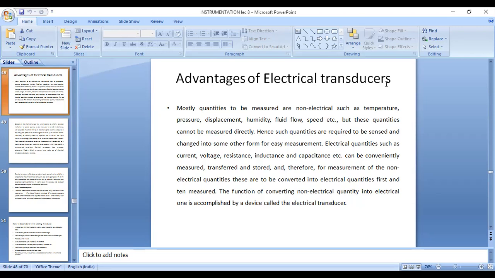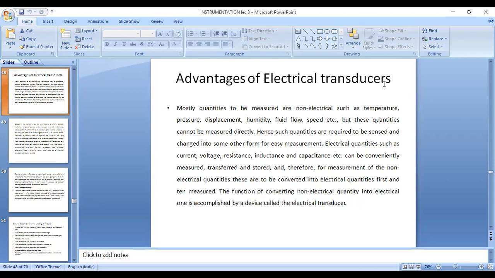Basically, instruments are classified as mechanical instruments, electrical instruments, and electronic instruments. There are a number of problems associated with instruments, so we are moving on to electrical instruments for the purpose of measuring and controlling. If I want to summarize some disadvantages of mechanical transducers, let me put some points: mechanical transducers are very bulky. Okay, so they pose mass inertia problems.